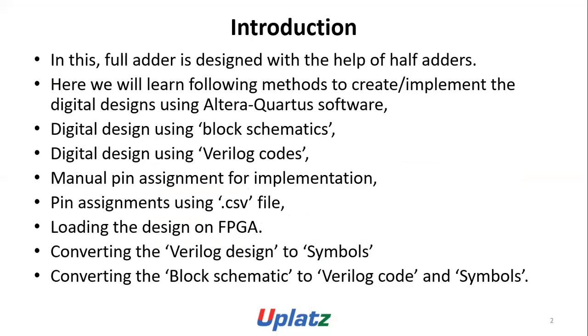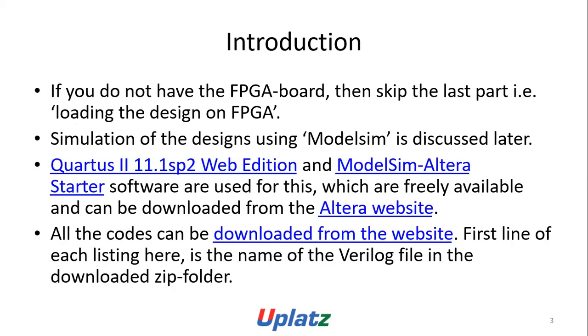Here we will learn the following methods to create and implement digital designs using Altera Quartus software: digital design using block schematics, digital design using Verilog codes, manual pin assignment for implementation, pin assignment using a .csv file, loading the design on FPGA, converting the Verilog design to symbols, and converting the block schematic to Verilog code and symbols. If you do not have the FPGA board, then skip the last part, that is loading the design on an FPGA. Simulation of the designs using ModelSim is discussed later.